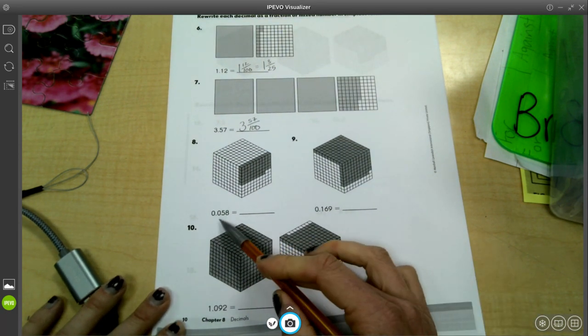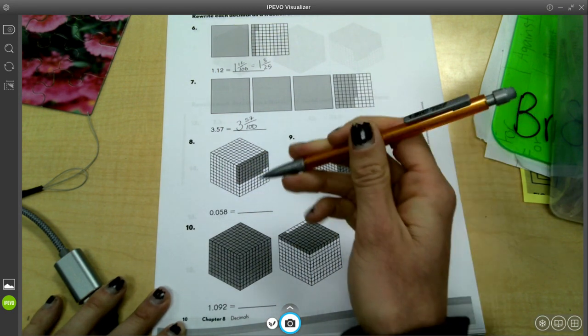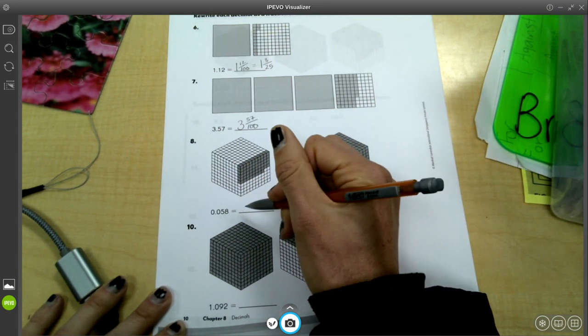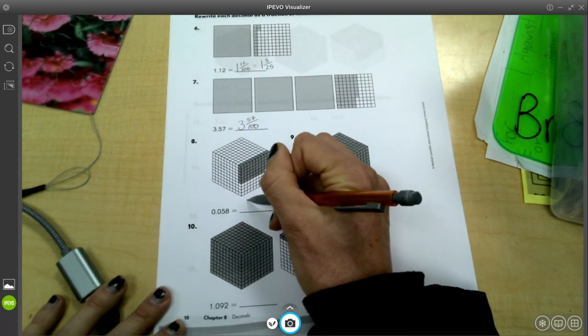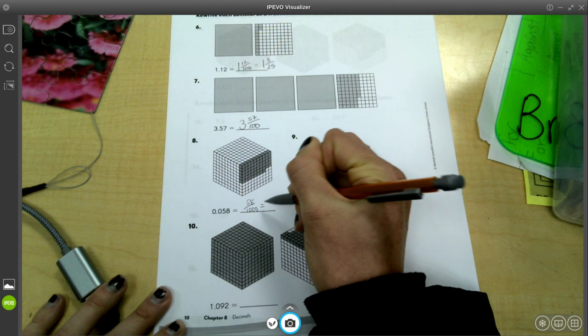All right. Here we have our thousandths, right? There are 1,000 cubes in this thing, which is hard to believe, but there are. So this is 58 thousandths, and I know that those can both be divided by 2.